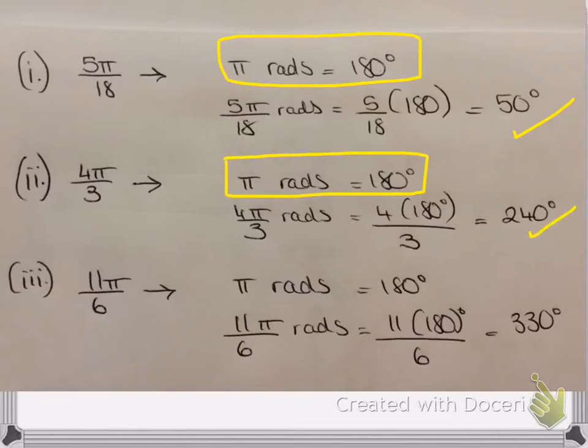Last one, 11 pi over 6 radians. Again, your starting point. Pi radians is equivalent to 180 degrees. Multiply both sides by 11 over 6 and you'll get out your 330 degrees.